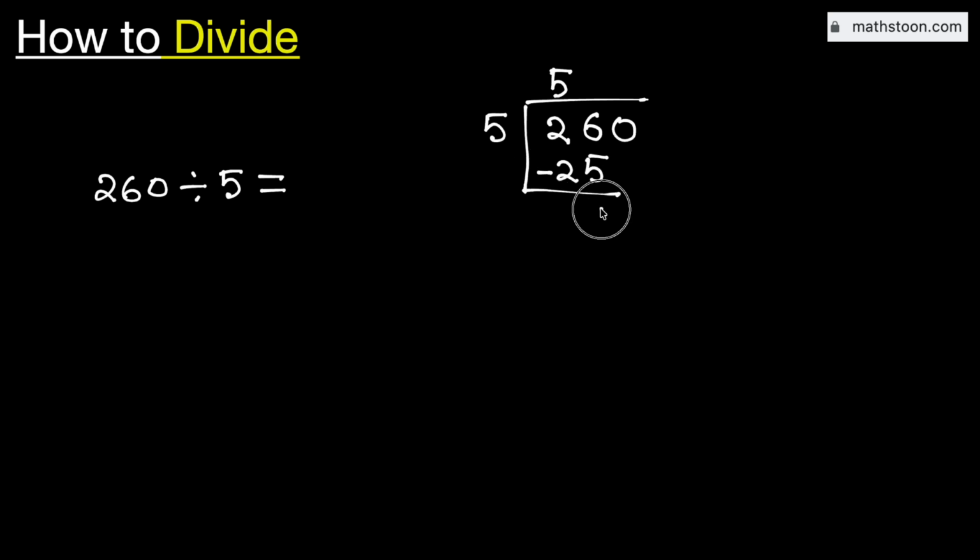Subtract, we get 1. Now 1 is less than 5. That is why we need to bring down this number 0 here. And we know that 5 times 2 is 10. Subtract, we get 0. As we get the number 0 and there is no number to bring down here, so we will stop. Therefore, 260 divided by 5 is equal to 52. And this is our final answer.